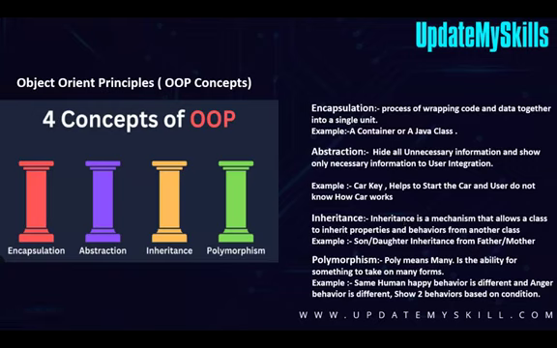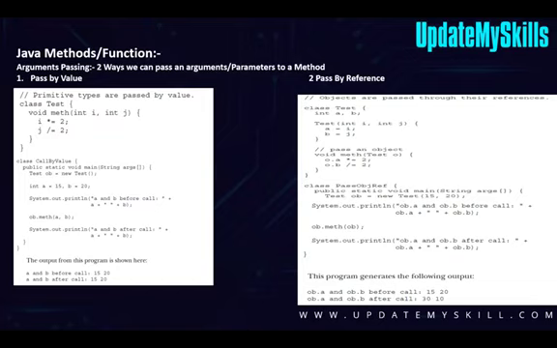Java methods and functions. We already talked about Java methods. There are two ways we pass an argument or parameter to a method: pass by value and pass by reference. Pass by value means, suppose you send in salary equal to 1,000 rupees. You pass that parameter into the method. You might add a bonus equal to 200, so total salary is 1,000 plus 200.